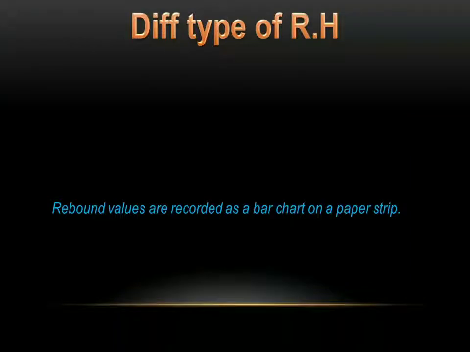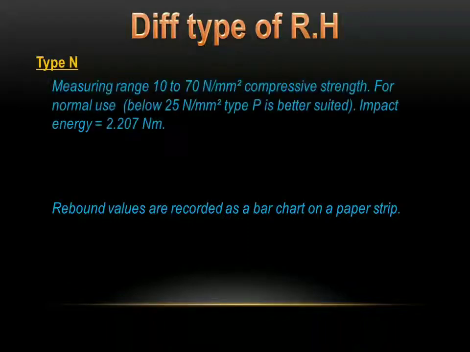Different types of rebound hammer. Type N is a type of rebound hammer where the measuring range is from 10 to 70 Newton per mm square compressive strength. For normal use below 25 MPa, type P is better suited. Impact energy will be 2.207 Nm. Rebound values are recorded as a bar chart on a paper strip.